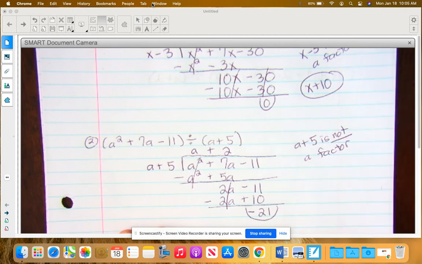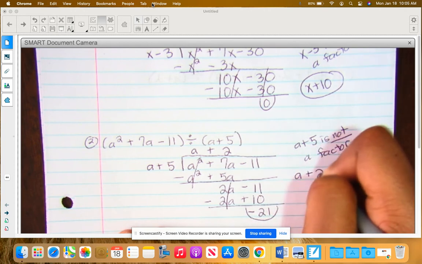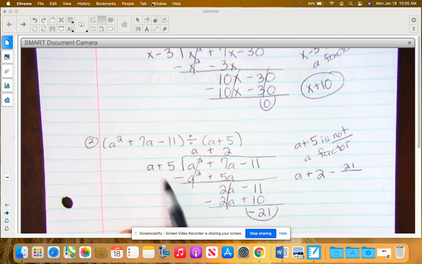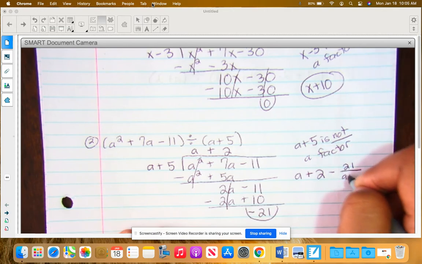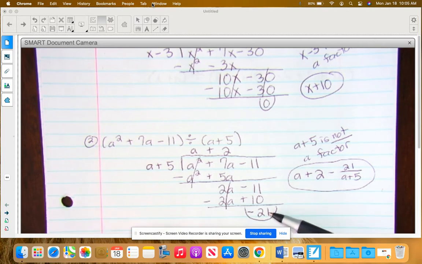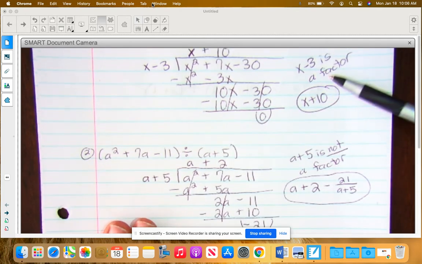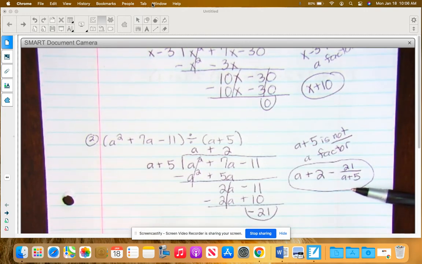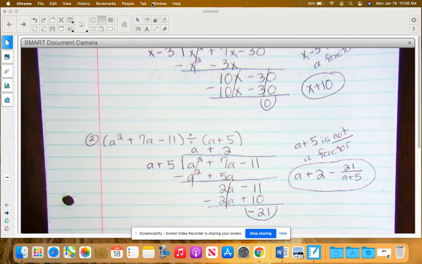And our quotient, which is our answer, is a plus 2. Take your remainder, which is negative 21, and write it over our divisor, which is a plus 5, which is on the outside. So our answer is a plus 2 minus 21 over a plus 5. So the first one that we took a look at, our divisor was a factor because we did not get a remainder. The second one is not a factor because I do have a remainder.